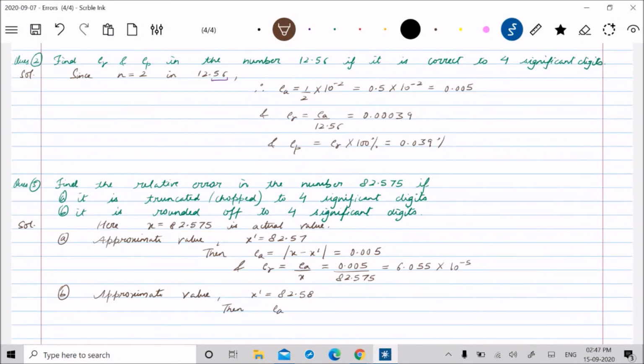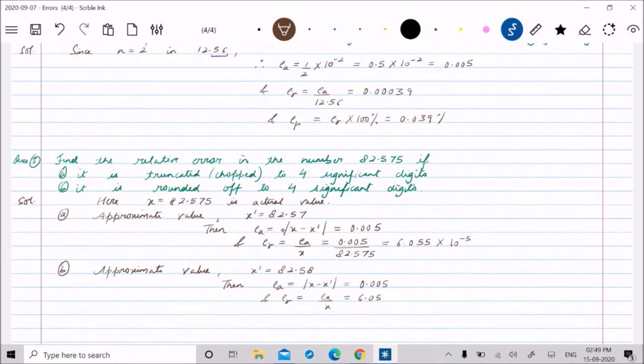And in the second case, you have to round off the number to 4 significant digits. Then EA equal to mod of x minus x dash, and that will be equal to 82.58 minus 82.575. Please subtract this for me. I cannot use the calculator at the same time because both my hands are busy. And then I will calculate EA upon x, 10 to the minus 5. Okay, thank you.